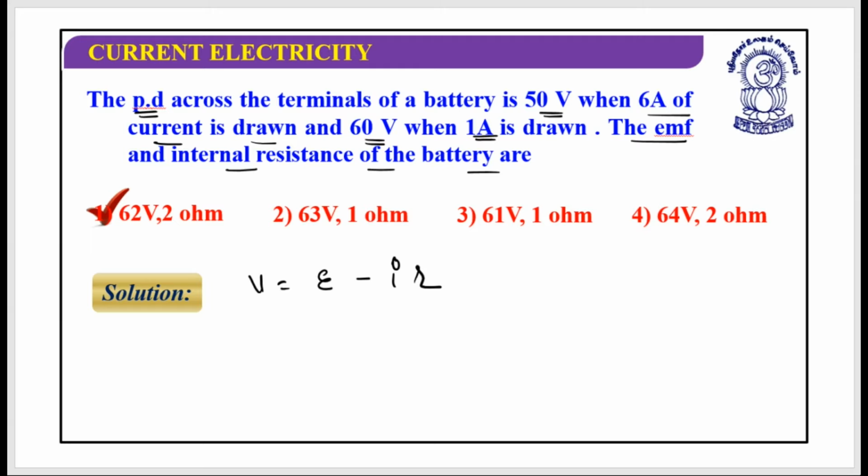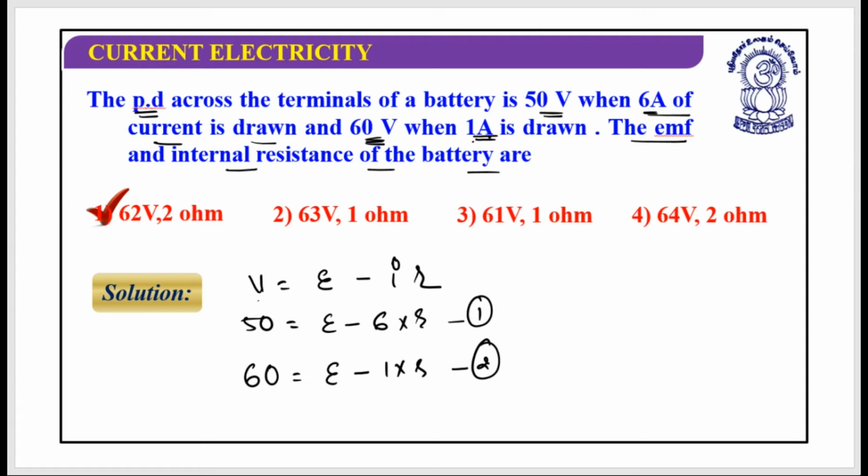write like this, V is equal to E minus IR. Now voltage is 50 when current of 6 ampere is flowing. So 50 is equal to E minus 6 into R. This could be my first relation. And potential difference is 60 volt. This is 60 is equal to E minus current 1 into R. This is my second relation.